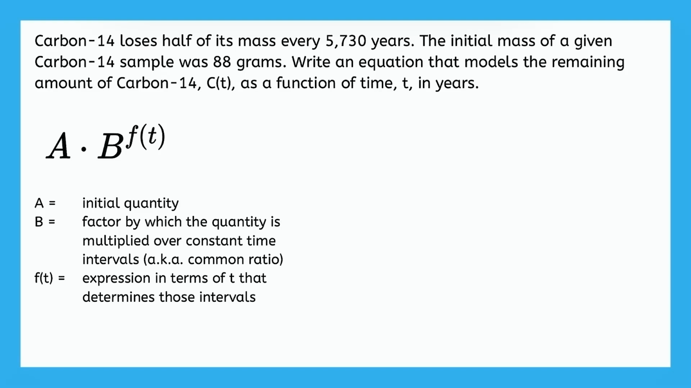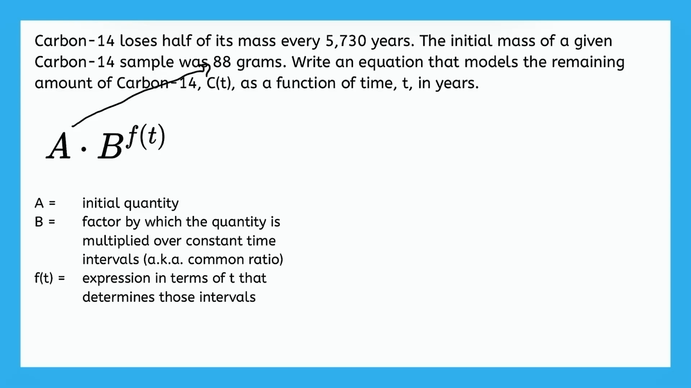So as usual, I encourage you to pause it and try to set up this function yourself. All right, let's do it together. So what is our initial quantity of, in this case, carbon-14? We know that that will correspond to A, and it is 88 grams. So A will be 88, and then what about B?